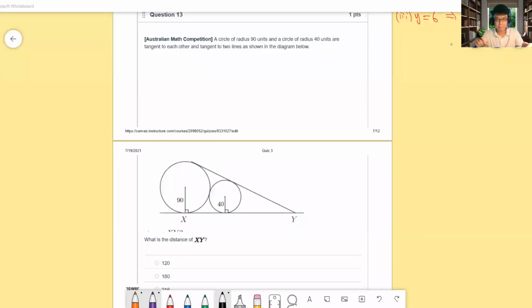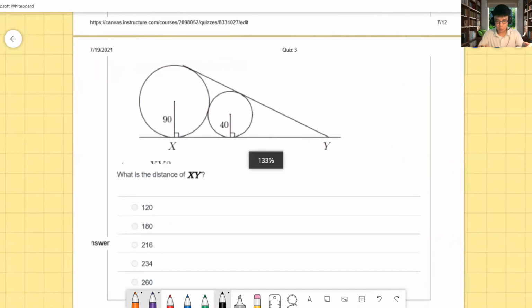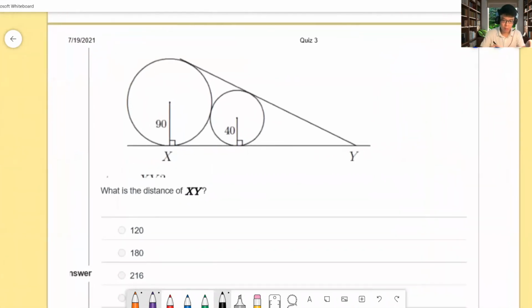Question 13. A circle of radius 90 and a circle of radius 40 are tangent to each other and tangent to the two lines in the following picture. What's the distance XY? X is the tangency point here for the larger circle. Y is the intersection of these two tangent lines.